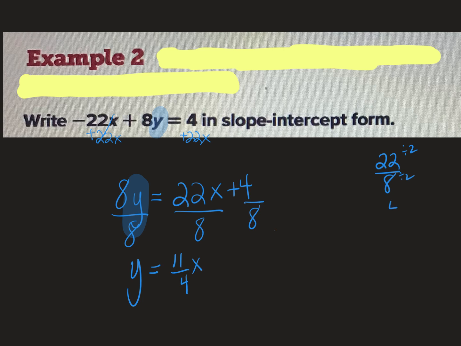8 will not divide into 4 evenly. So I have a fraction that will reduce. Both of those, numerator and denominator, are divisible by 4. So I will reduce them by 4. 4/8 reduces to 1/2. And I have written the equation negative 22x plus 8y equals 4 in slope-intercept form.